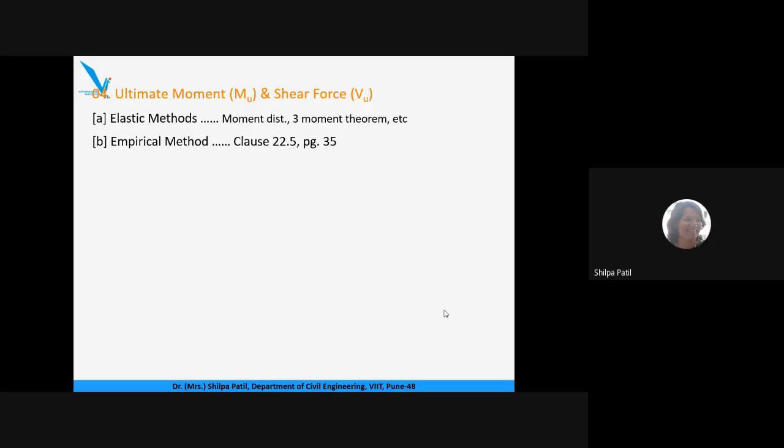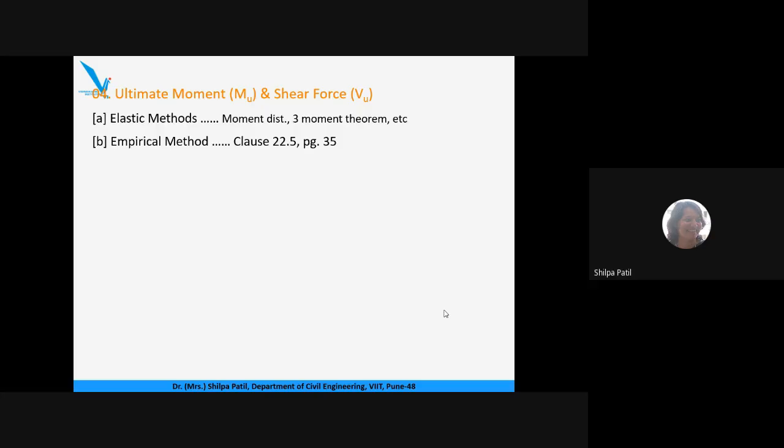For that, we have to make use of elastic methods like the moment distribution method, three moment area method, or slope deflection method. Based on that, we need to calculate the bending moment and shear force at the support as well as at the midspan. If you remember the design problem for a continuous beam, we have already done these steps while studying the design of beams. In the same fashion, we now have to use the elastic method to analyze the given slab. This is one method.